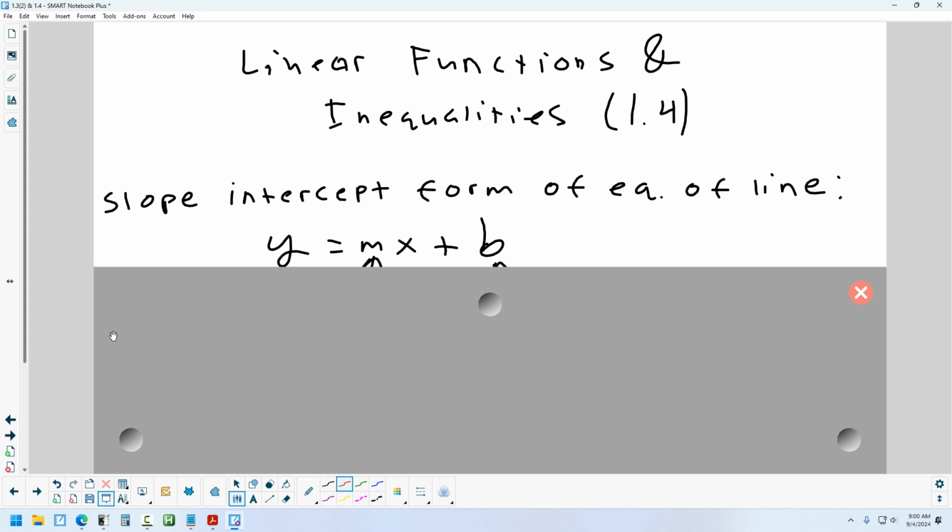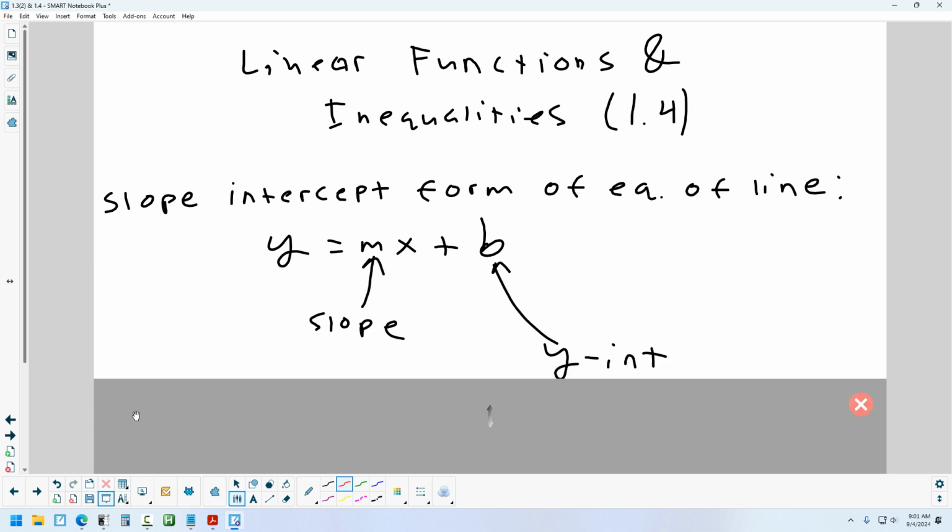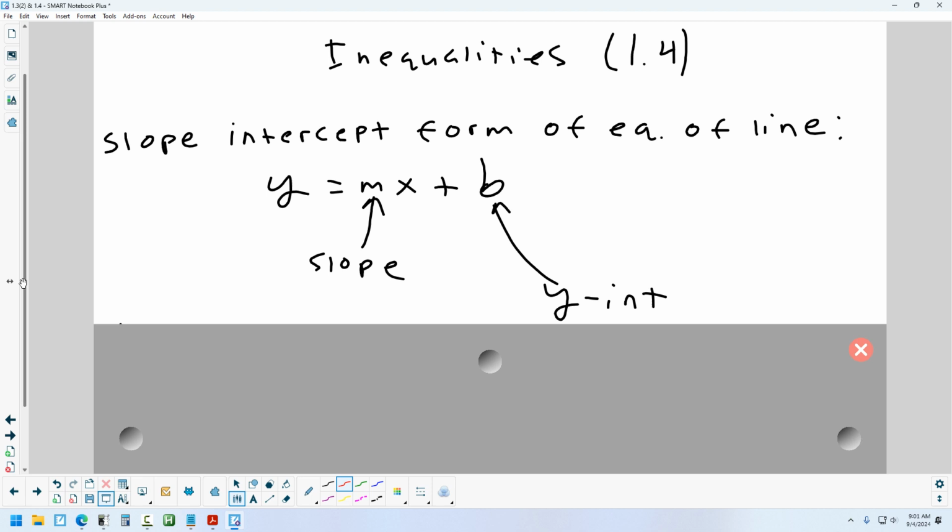So the standard way that we write the equation of a line is y equals mx plus b. And does anybody remember what the m stands for in y equals mx plus b? Yeah, Ben? M is the slope. Yep, m is the slope. And b, what does that stand for? Yeah, Jeff. B is the y-intercept. Yep. So m is the slope, b is the y-intercept.